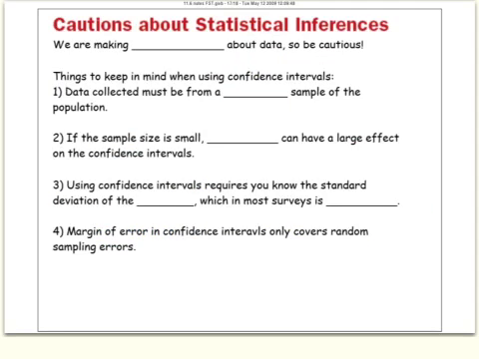This very last slide is just to make some good conclusions. You have to keep in mind we are making inferences about data, so you must be cautious. This is not guaranteed information. That's why it's in a probability section. Okay, things to keep in mind when using confidence intervals. Data collected must be from a random sample. If it's not random, you could really skew your results.